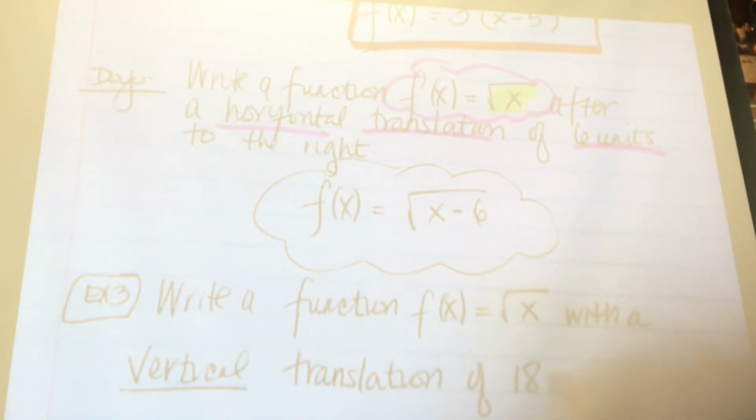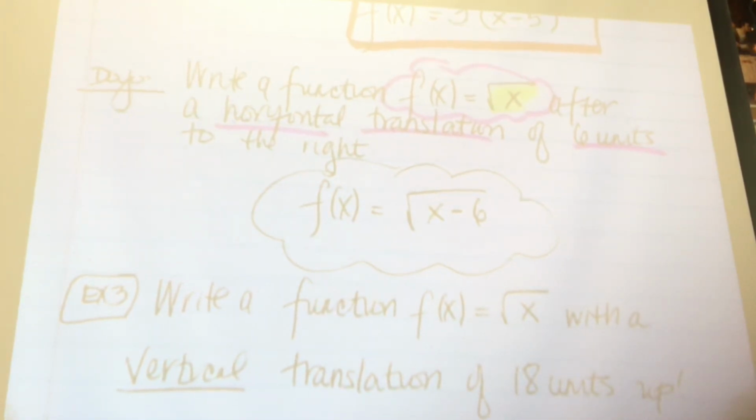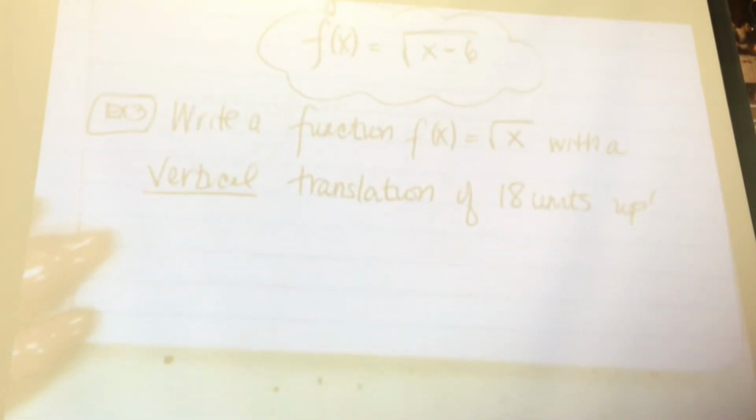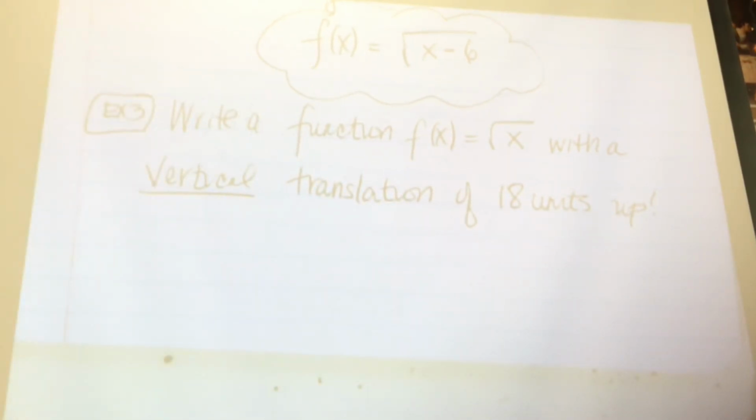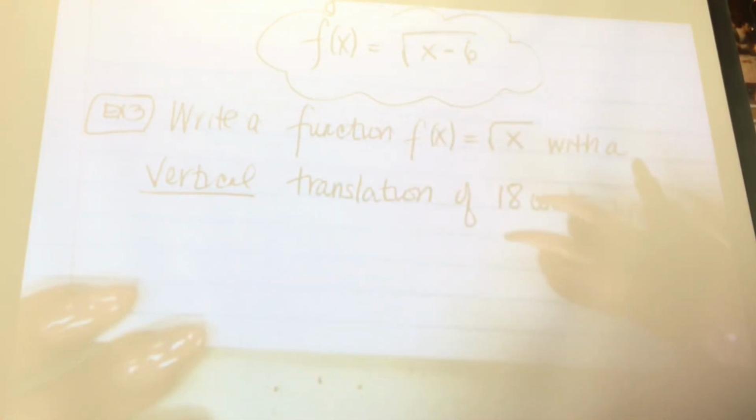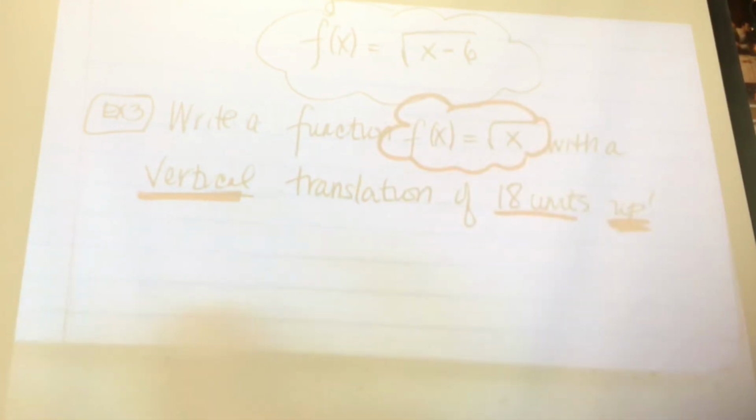With a vertical translation of 18 units up. I'll give you a second to write that down. Kira, Laura, what are some keywords I should underline? Vertical. 18 units up. I should cloud out my function.